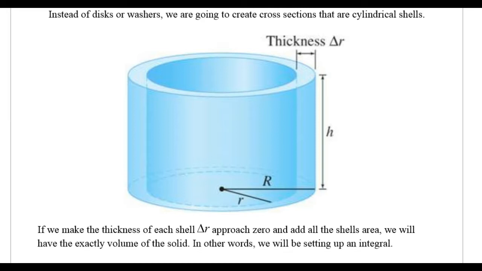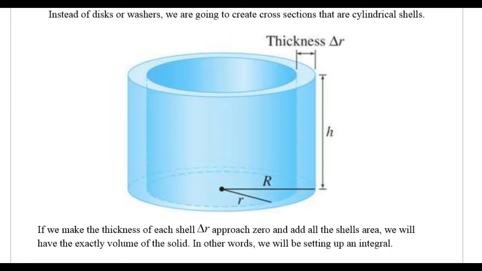But our goal is we want to make the thickness of each shell, this delta R here, go to 0. So we want to make them paper thin, just really, really thin. We want this to approach 0. And then we want to add all of the shells' areas together. And if we do this, we're going to have the exact volume of the solid.